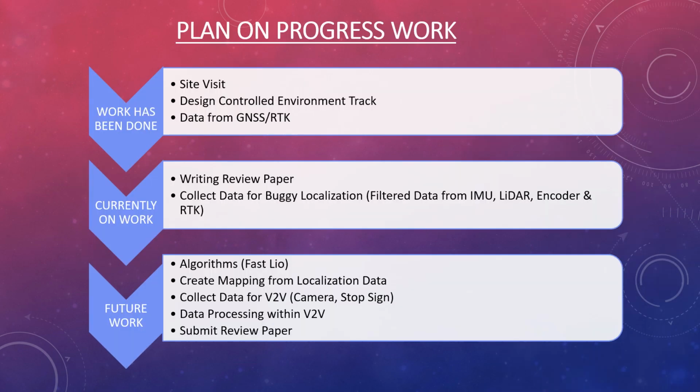Okay, this one is about progress work. I have already done a site visit for my project. I designed a controlled environment track for my robot, and I also collected data from GNSS or RTK. I'm currently writing a review paper and collecting data for buggy localization, which is filtered data from IMU, LiDAR, encoder, and RTK.